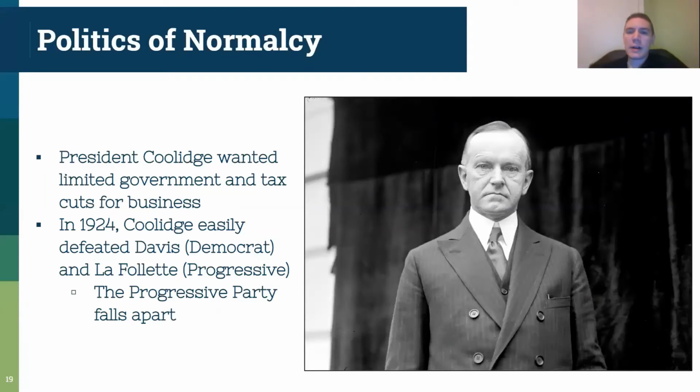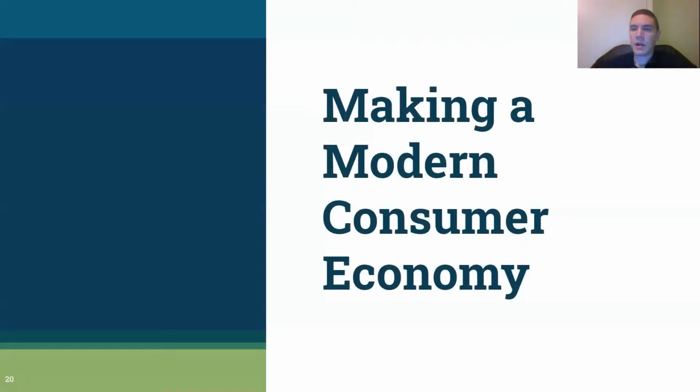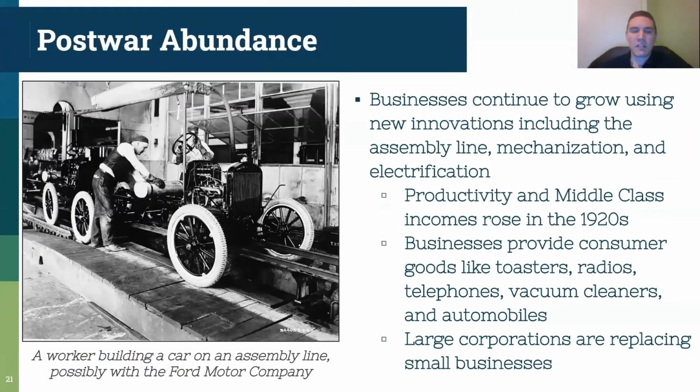Coolidge also wants businesses to have a lot of power, and in 1924, he defeats the Democrats and progressives. The Progressive Party basically falls apart at this point. So America is kind of full on with conservative politics and spending a lot of political capital on giving businesses more power. Businesses are growing. They're providing consumer goods like toasters and radios and telephones and vacuum cleaners and automobiles.